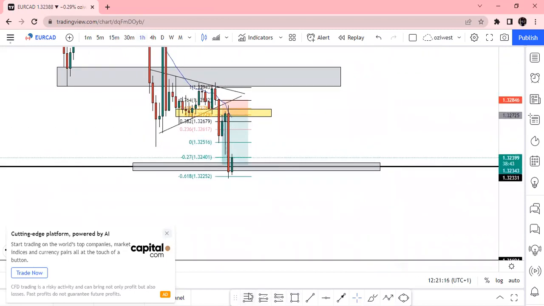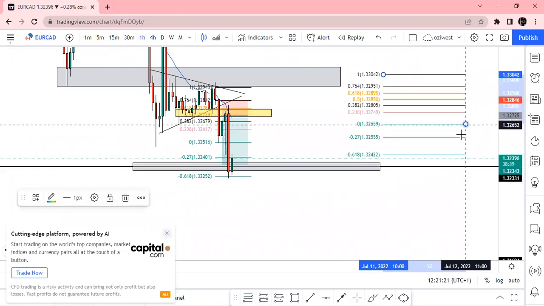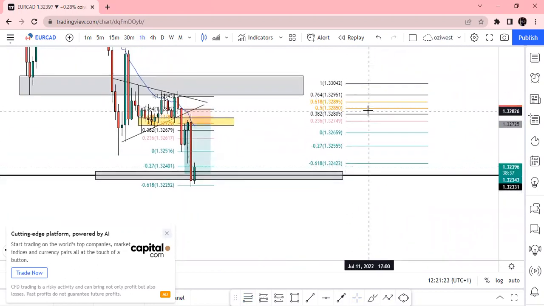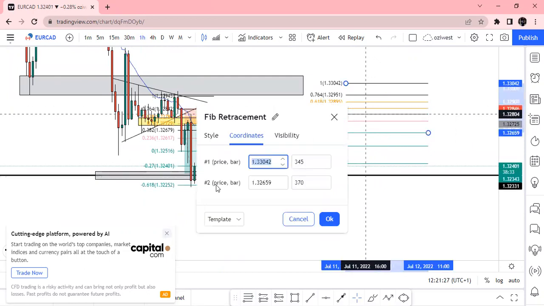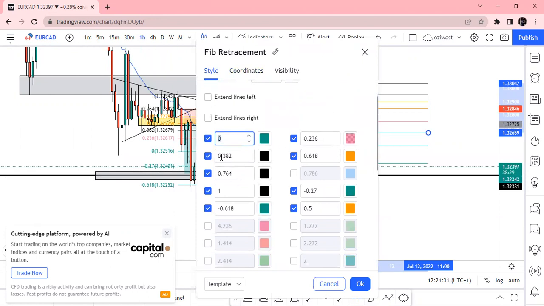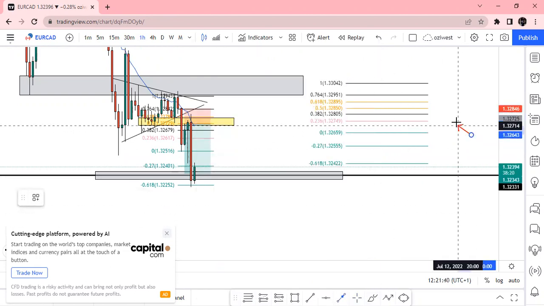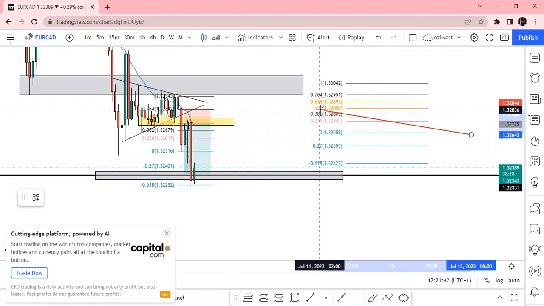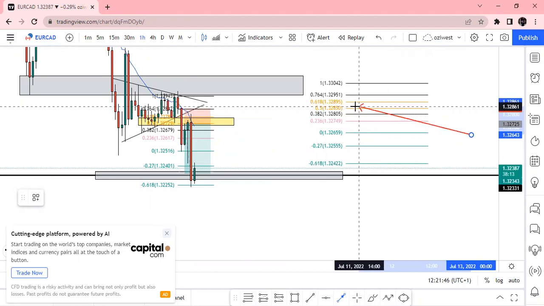So the way I set my Fibonacci is like this. Let me draw it. This is what my Fibonacci looks like, and this here is the setting. You can pause the video and set yours like this. This is how I set my Fibonacci. And this here I call the golden zone. It is 0.5 and 0.618.